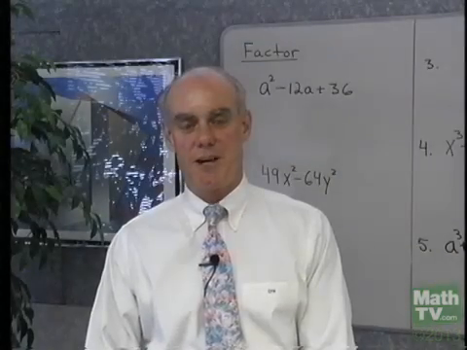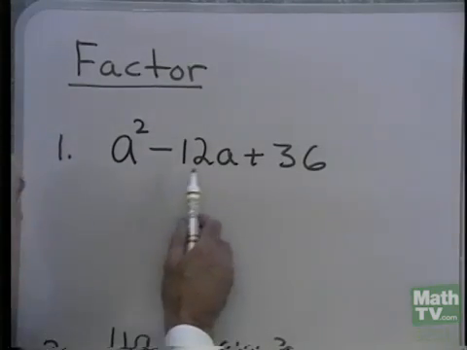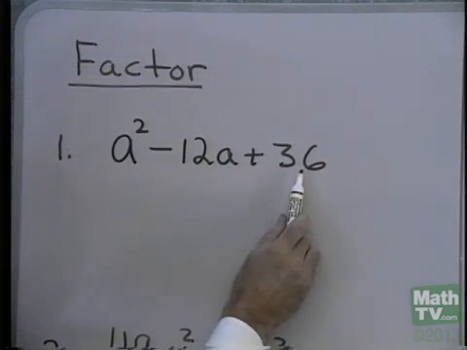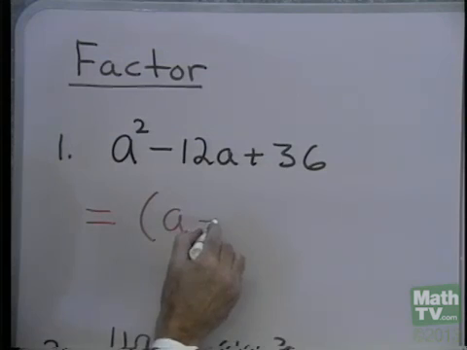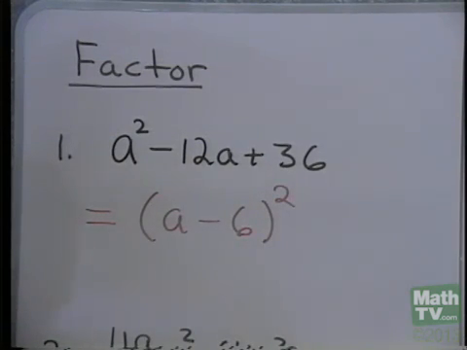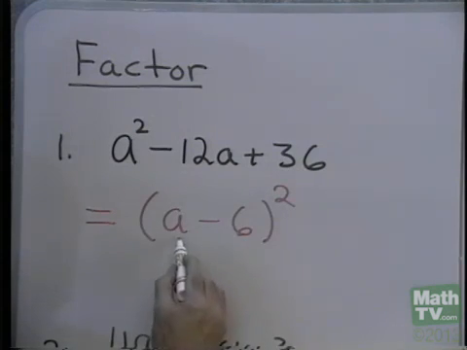Let's continue our work with factoring by looking at some special factorizations. If I have a squared minus 12a plus 36, I notice that the first term is a perfect square and the last term is a perfect square. So I'm going to try as my first guess at factorization that this is the square of the binomial a minus 6. To check, I simply square the first term, that's a squared, square the last term, that's positive 36.